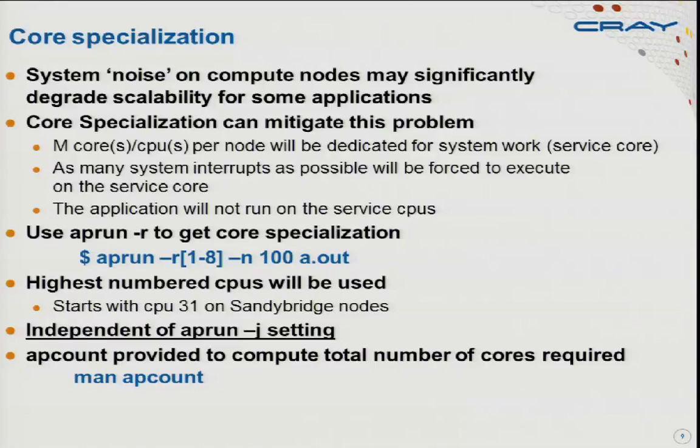We'll hit this a couple times yet. So I think there's a man page, apcount, that helps you compute the total number of cores required given an aprun command. I think that's what that does. I haven't played with it much. I always do it myself, but that's something to look at.